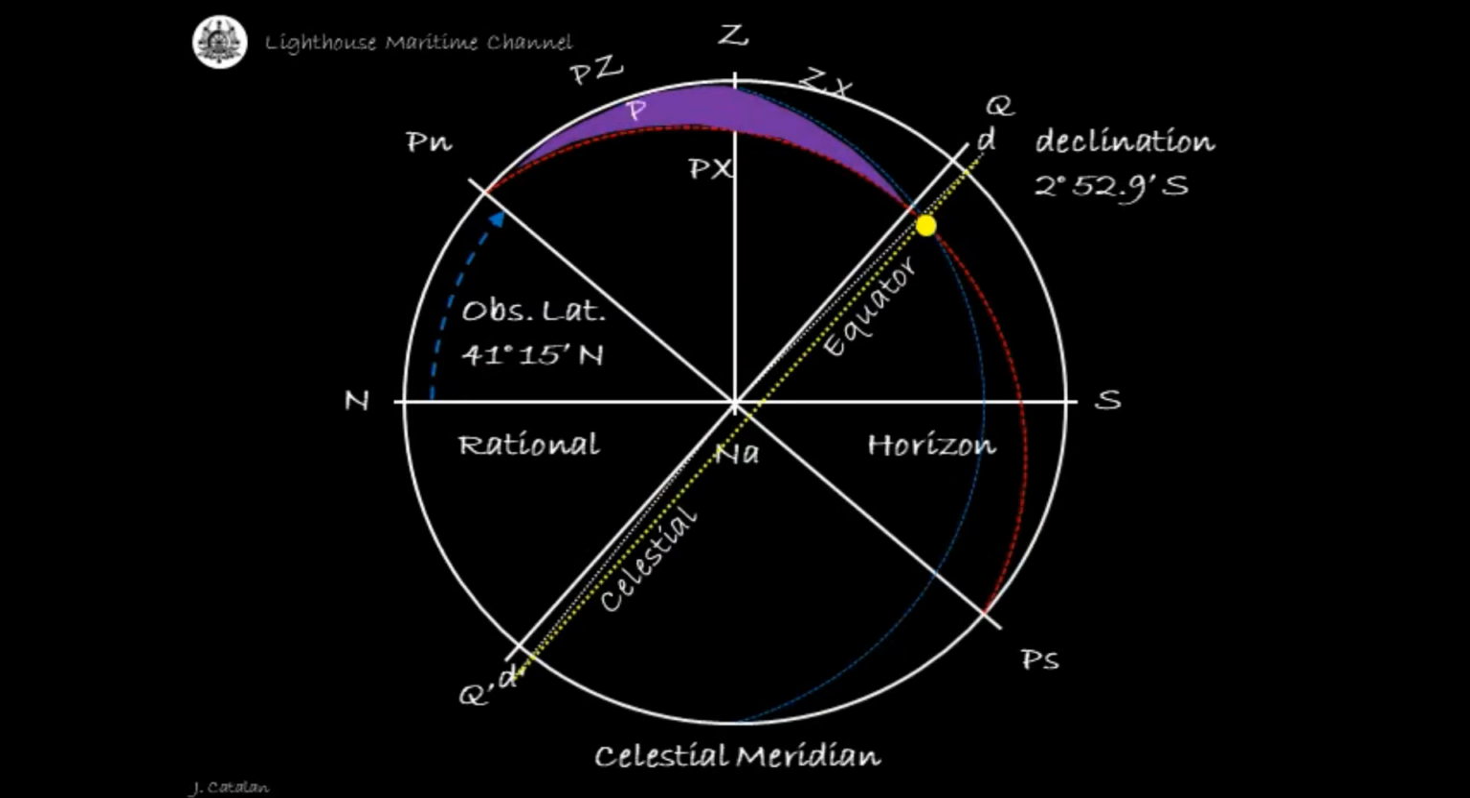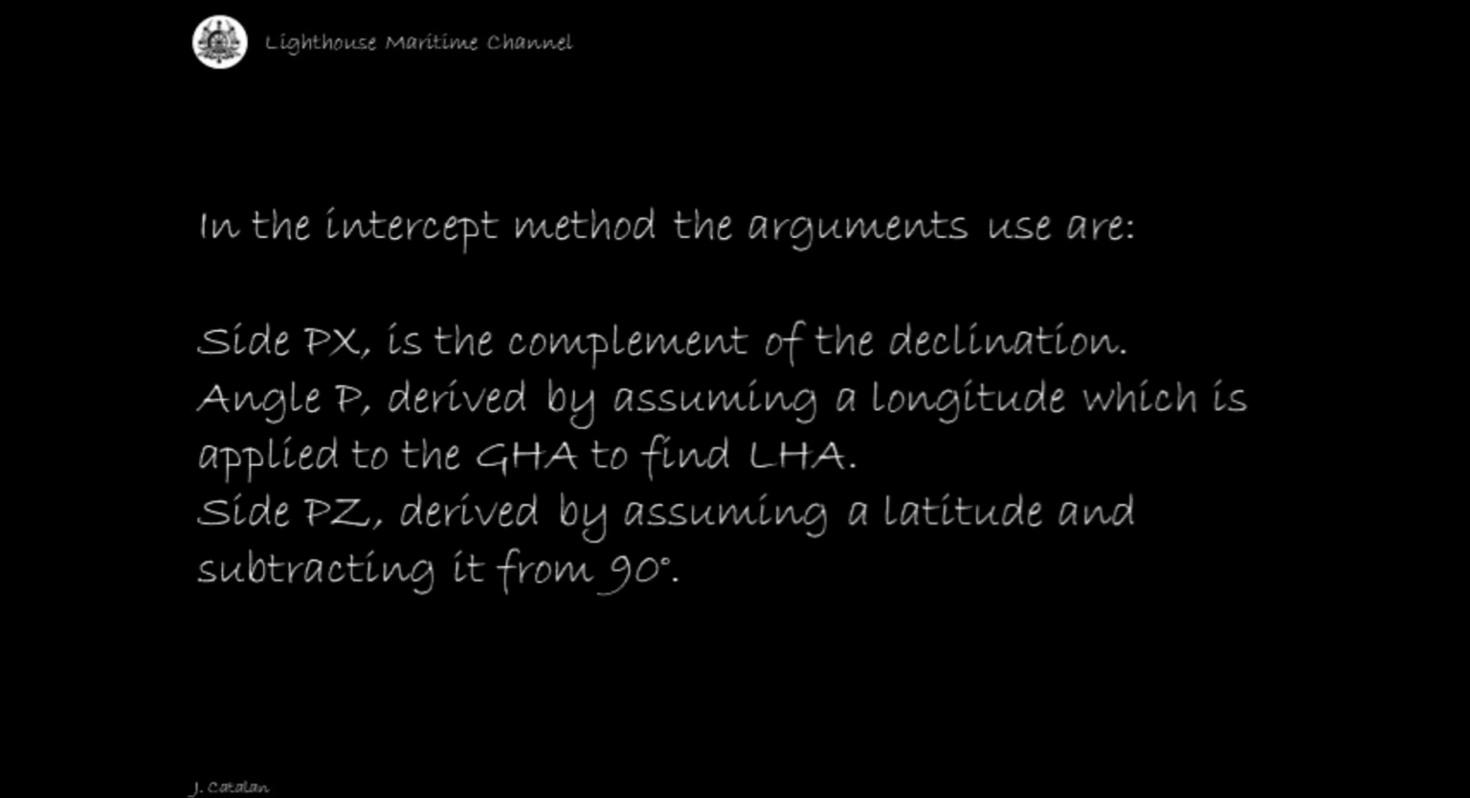Angle P is derived by assuming a longitude, which is applied to the GHA to find LHA. In the intercept method, the arguments used are: side PX is the complement of the declination. Angle P, derived by assuming a longitude, which is applied to the GHA to find LHA. Side PZ, derived by assuming a latitude, and subtracting it from 90 degrees.